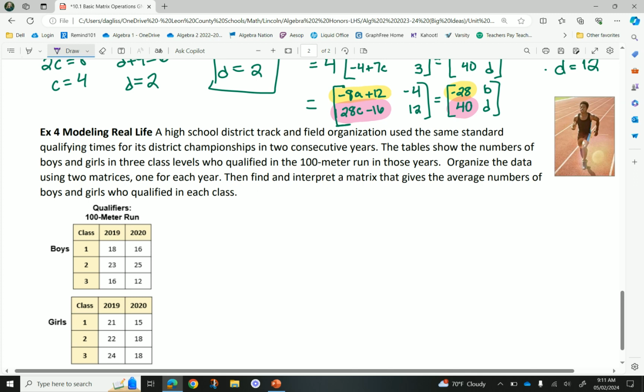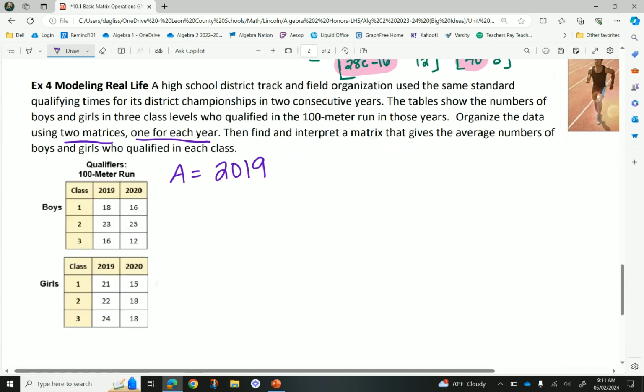Okay? So right now they're organized by boys and girls, right? They want me to create matrices for each year. So we're going to reorganize these matrices because it says, organize the data, 2 matrices, one for each year. So we're going to do a 2019 matrix and a 2020 matrix. Okay? So we'll call matrix A the 2019 matrix.